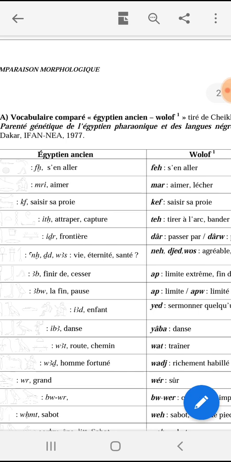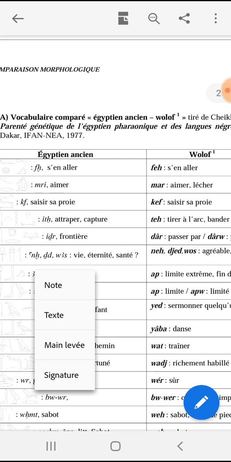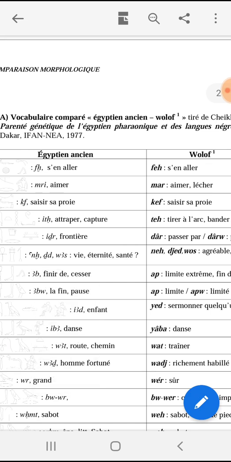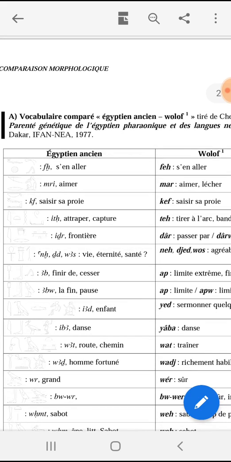You have the word faire, which means to go or to leave. In Wolof, you have fe, which means the same thing. In Medu Netcher, you have meri, which means to love. In Wolof, you have mar, which means to love, also to lick. In Medu Netcher, you have kef, which means to catch a prey. And in Wolof, you have kef, which means exactly the same thing.